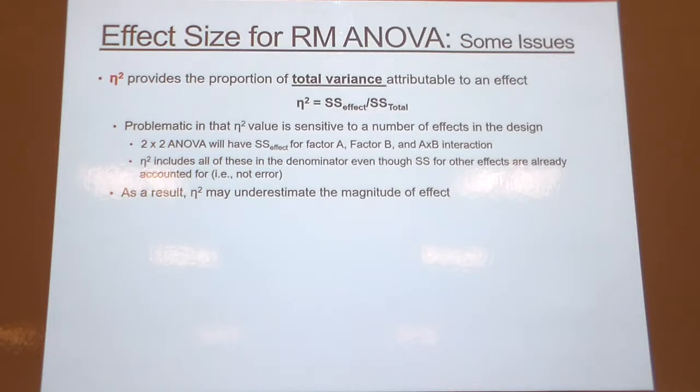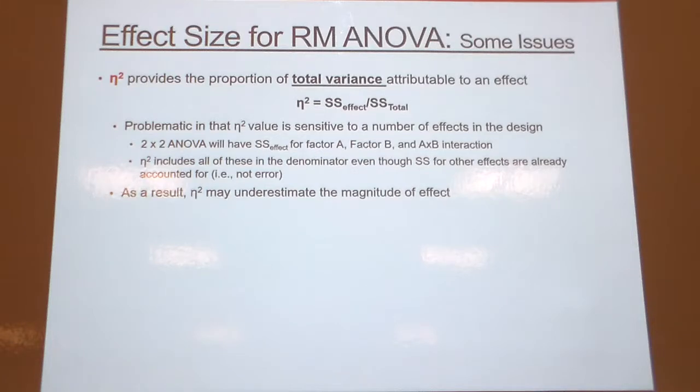Going back to our between subjects design, a 2x2 is going to have a sum of squares effect for factor A, factor B, and the interaction. All of this is getting included in the denominator of our eta squared, even though these are factors that we've accounted for. It's not error. We're looking at the unique variability that we're accounting for, but it's not error.